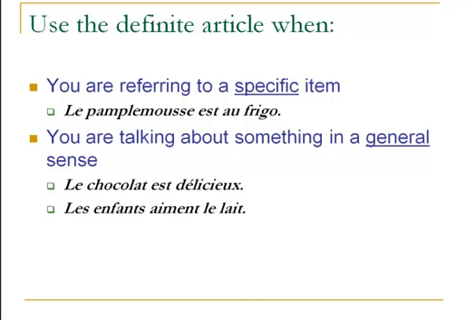Or les enfants aiment le lait. Children love milk. I want you to notice that in the English translations, chocolate is delicious, we don't use the word the in the English translation. But in French, you can never have a noun without something in front of it. And when we're talking about things in a general sense, with likes and dislikes, you'll use the definite article.